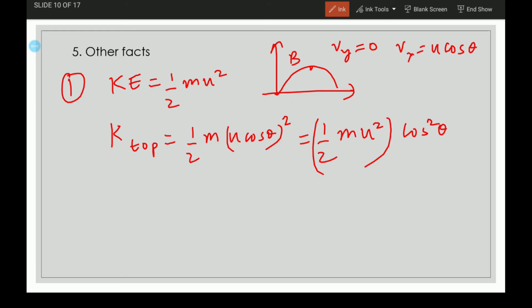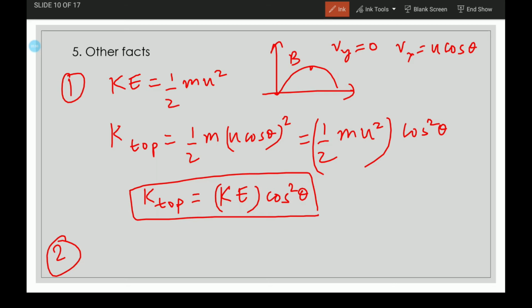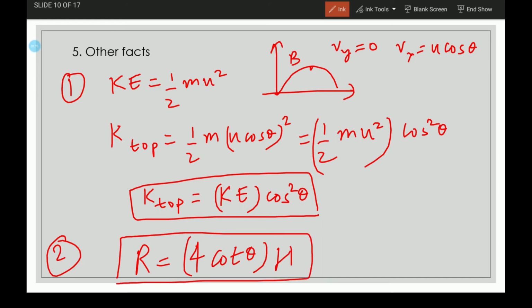We can see the relation. K top is equal to K initial into cos square theta. And the second fact is that the range, or R, is equal to 4 cot theta into h. This is an exercise, I leave it upon you.